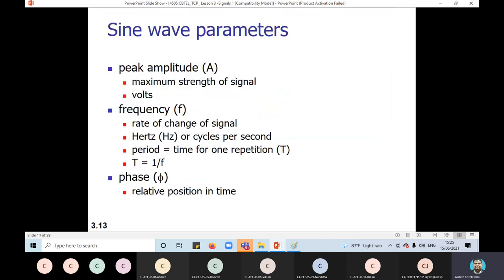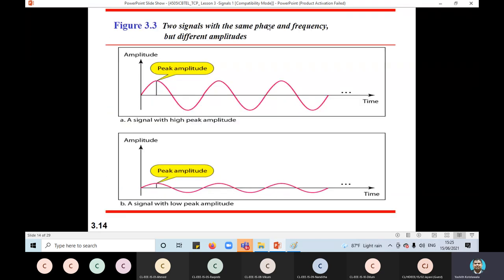Now this says two signals with the same phase and same frequency. Now you can check. This wave shape starts at angular position zero when time is equal to zero. The second wave is also the same. It starts at phase angle zero, or positioning angle zero, and time is equal to zero. So both are in phase, and there are no phase changes. So phase is constant, frequency is kept constant. The only thing that differs here is the peak amplitude.